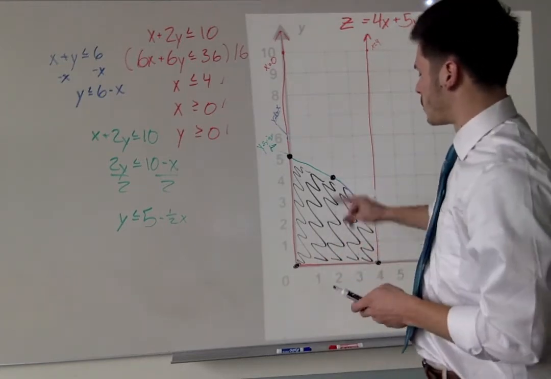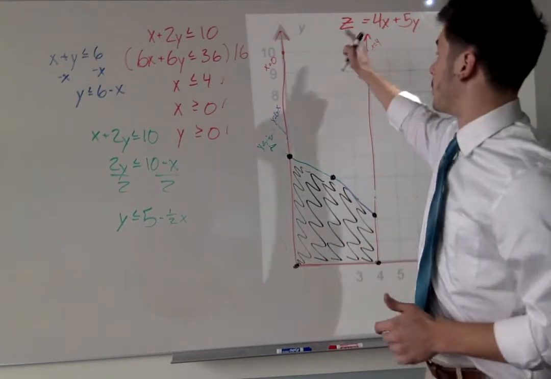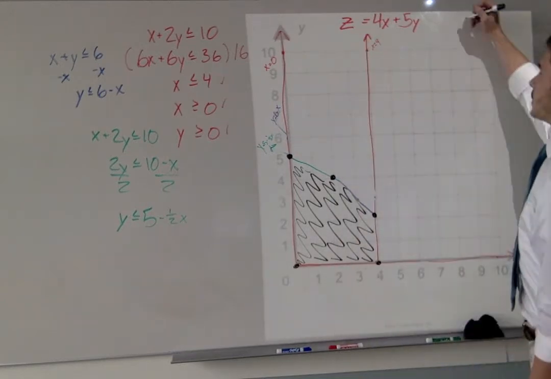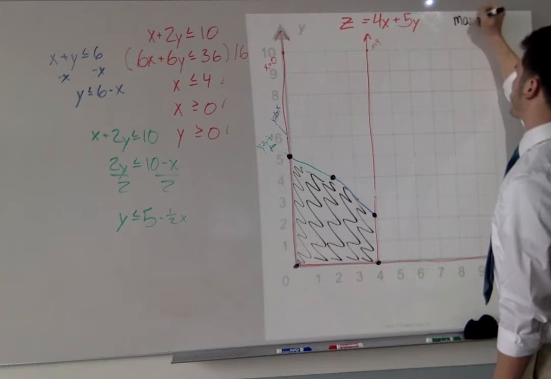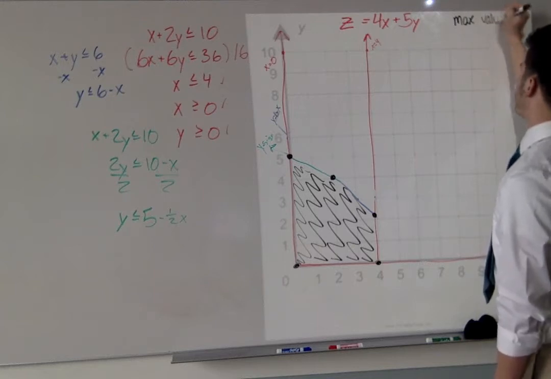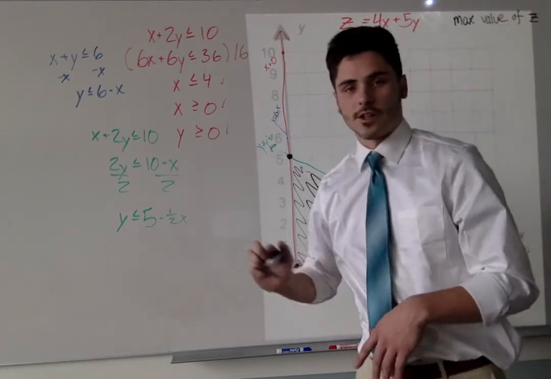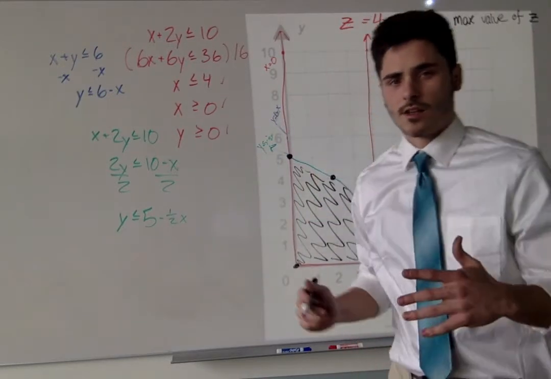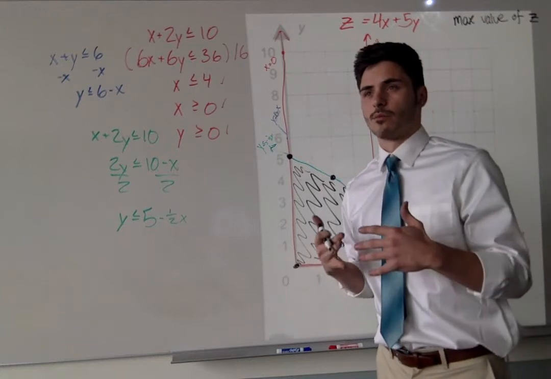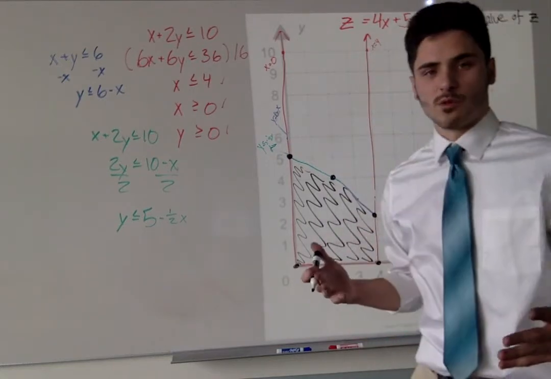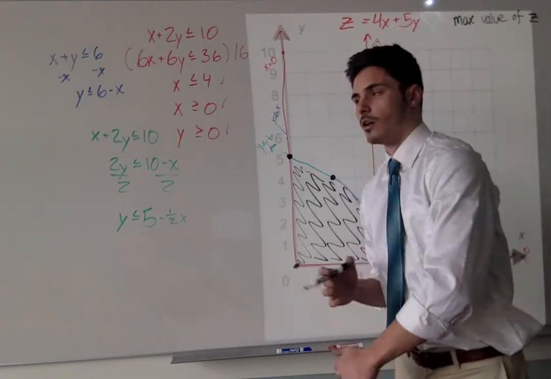So now we're going to test all these vertices in the objective function because we're looking for the maximum value of z. I should probably write that. Max value of z. Okay, so that's our task. That's usually going to be our task for problems like this, so keep that in mind. Sometimes the minimum as well, but we're only going to do the maximum here.